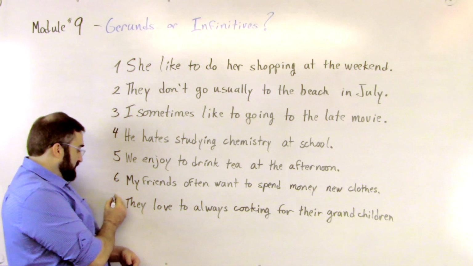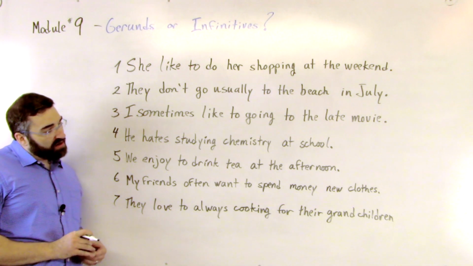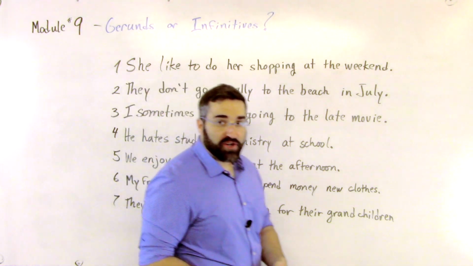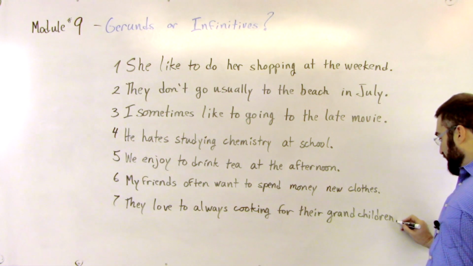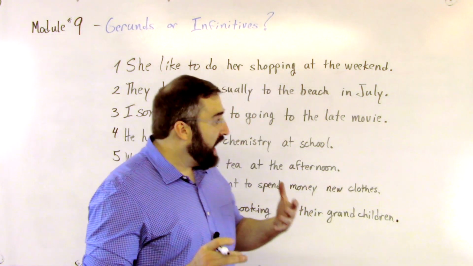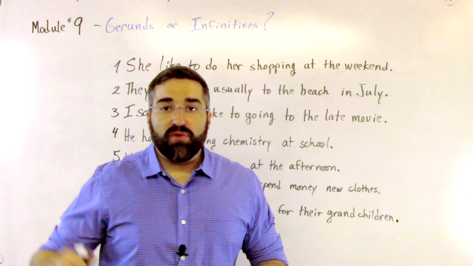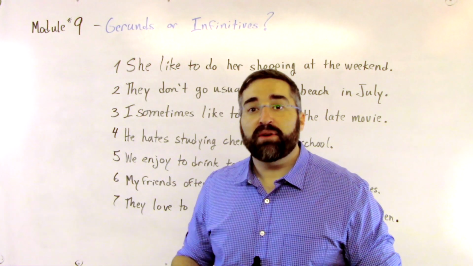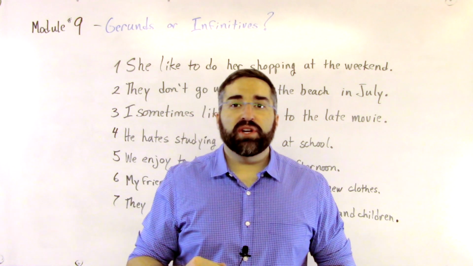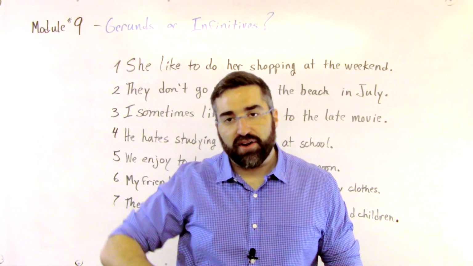Number 7. And the last one. They love to always cooking for their grandchildren. And it's incorrect if I don't put a period at the very end of it, so I have to put that down there. So I want you to, in the comments below, write 1, 2, 3, 4, 5, 6, 7, and you can do 2 things. You can either put correct or incorrect on them, and just put that on there.